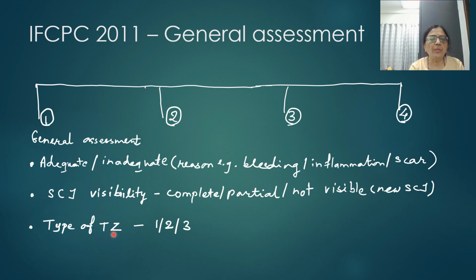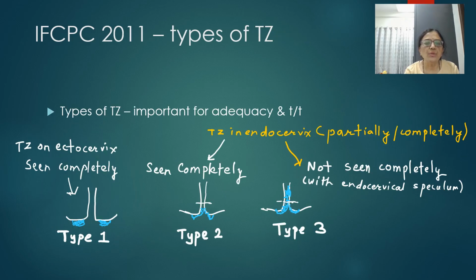Then we need to comment about type of TZ, whether it is type 1, type 2, or type 3 transformation zone. So what are these three types? Type 1 is where the transformation zone is completely on the ectocervix and it is visible completely. Type 2 is where the transformation zone has extended partially or completely into the endocervical canal. In type 2, though it is in endocervical canal, it is still visible completely.